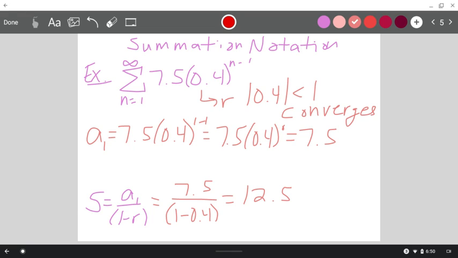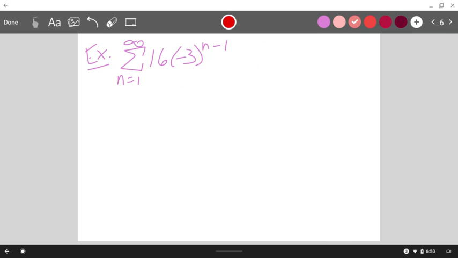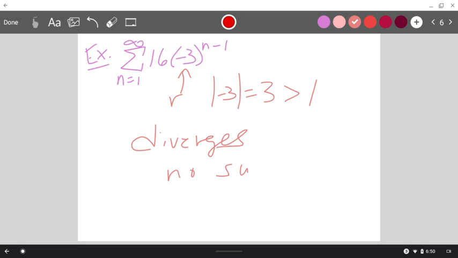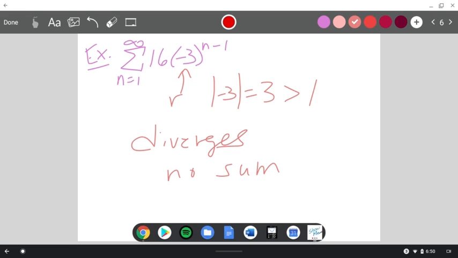Notice in the summation, there's an infinity at the top of the sigma. That's how we know we're dealing with an infinite geometric series and to use this formula. And the last one, when we check r, it's negative 3. The absolute value of negative 3 is positive 3. That's greater than 1. So this series diverges. It has no sum, and we can just stop there.